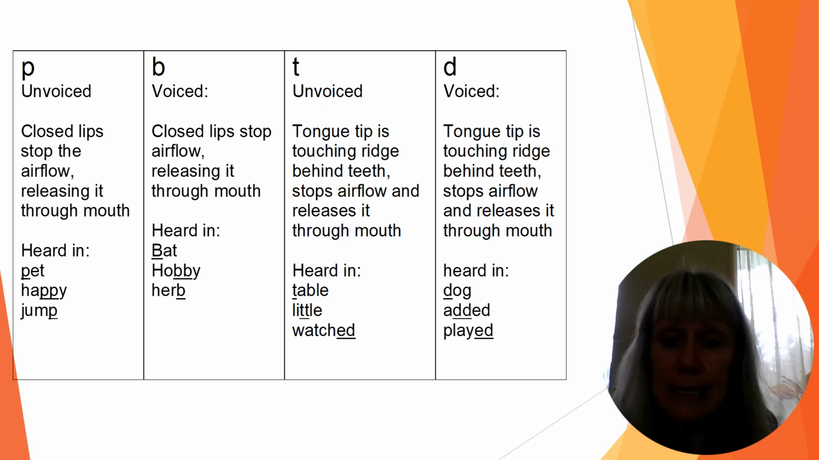D, d, d, voiced. Tongue tip is touching the ridge behind the teeth. It stops the airflow as well and releases it through the mouth. And it's heard in dog, at it, play. Now place your hand over here lightly and see if you can feel that vibration in dog, dog, at it. You should feel a slight vibration.